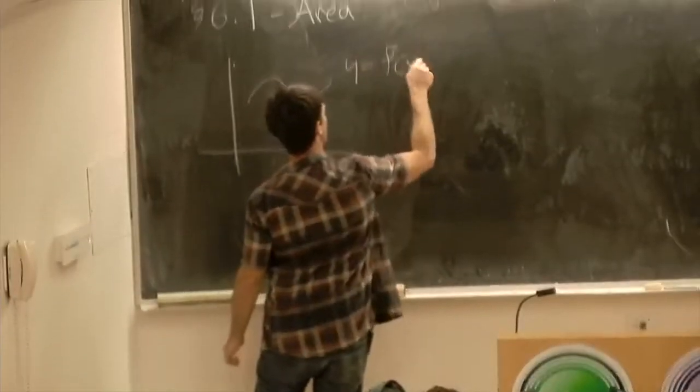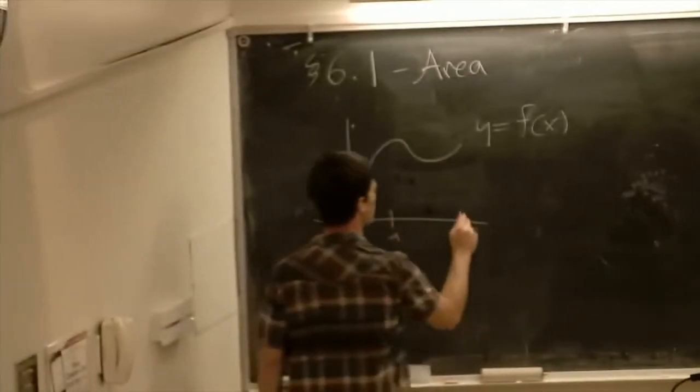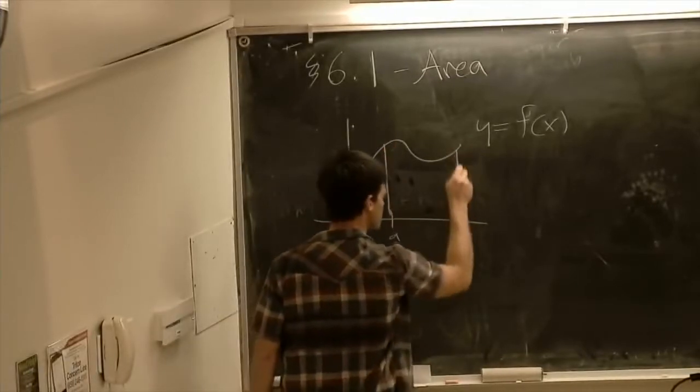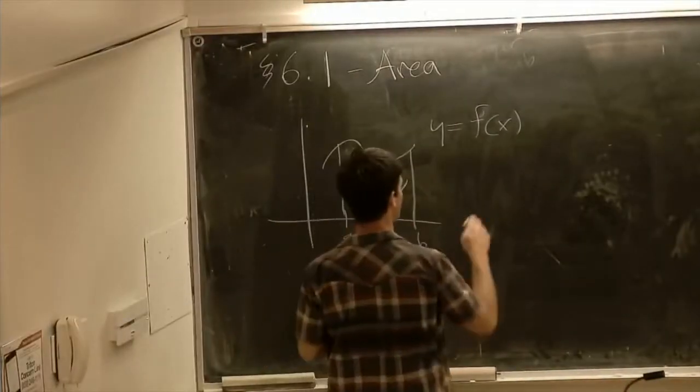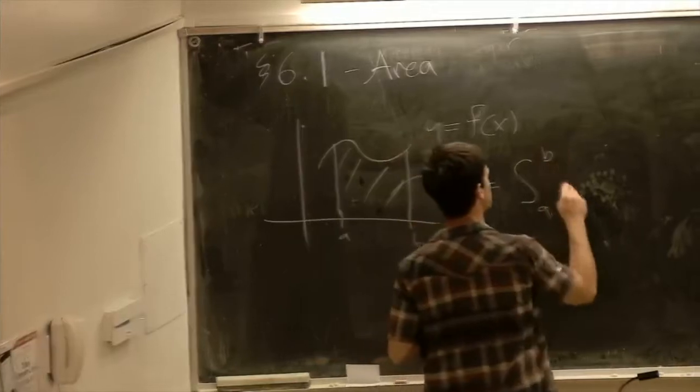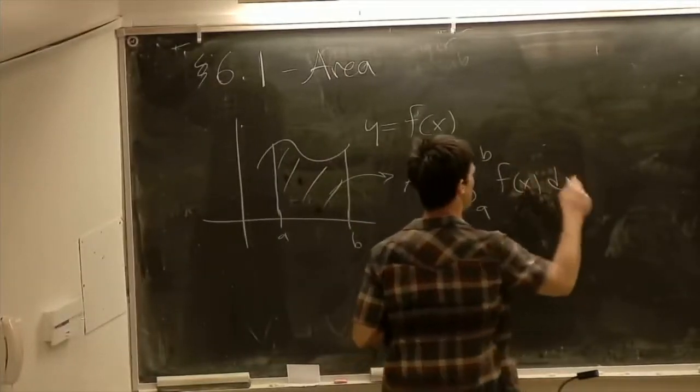Now, you guys have already been introduced to integrals representing areas. We know that one of the first things you learned about the integral is that if this is y equals f of x, and these are two points in the domain, a to b, then this green area right here is the integral from a to b of f of x dx.